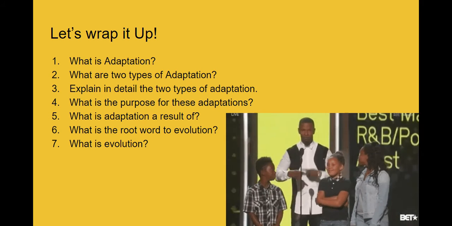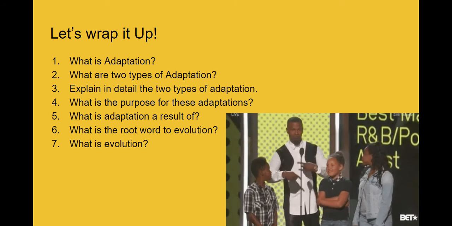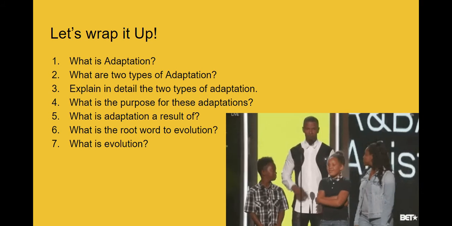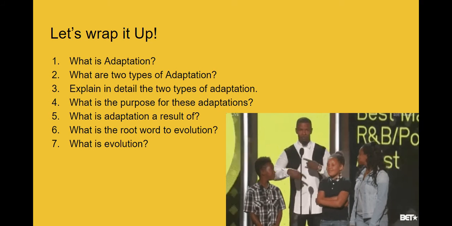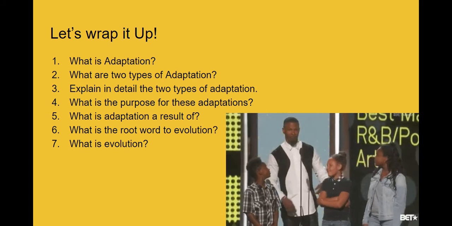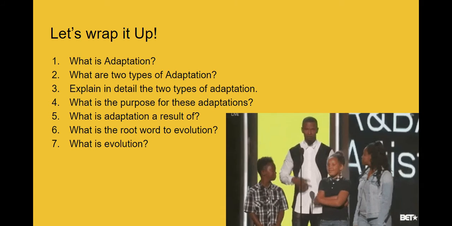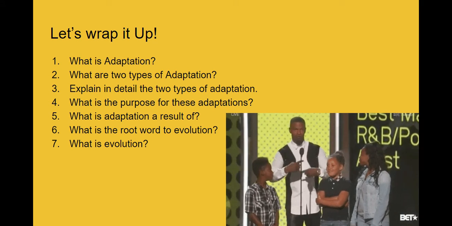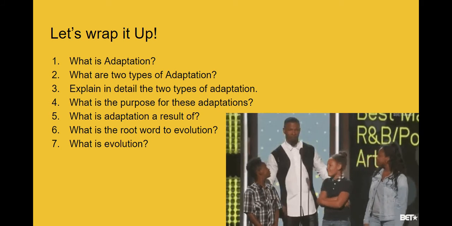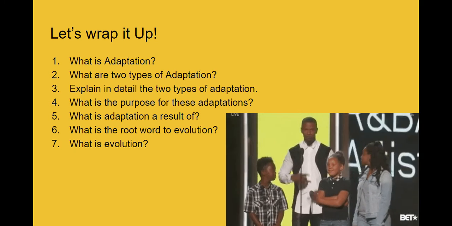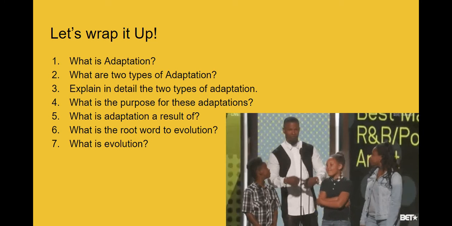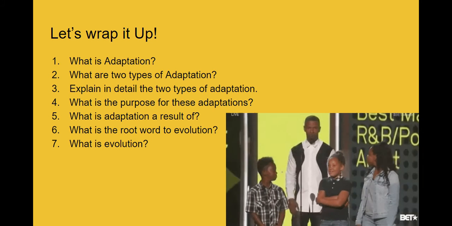What are the two types of adaptation? The two types are behavior and structure. Explain in detail the two types of adaptations. Gladly. Behavior is how the organisms act in order to survive. And structure is how the organisms are built in order to survive.